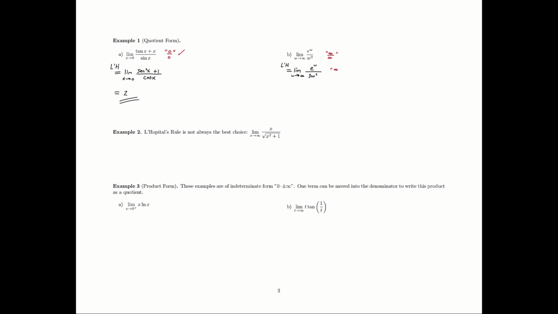Again, the form stays infinity over infinity. So we do another application of L'Hopital's rule. And yet again, we do another application of L'Hopital's rule, because we still have infinity over infinity. And finally, at this stage, we will have successfully cleared that indeterminate form. We have e to the w over 6, and if we just evaluate this, e to the w goes to infinity, and dividing by 6 doesn't change anything there, so this is just infinity.